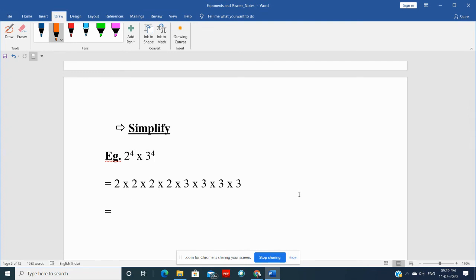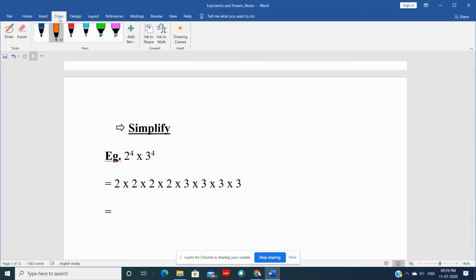So now let's see here. The example they have given is 2 raised to the power of 4 and 3 raised to the power of 4. That is 2 multiply by 2 multiply by 2 multiply by 2. So this, okay? And then 3 multiply by 3 multiply by 3 multiply by 3, or 3 into 3 into 3 into 3. So again 3 like this.